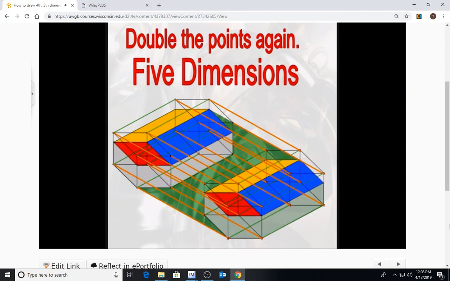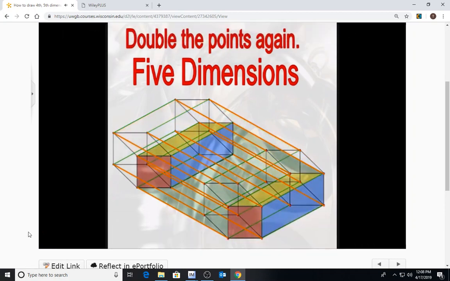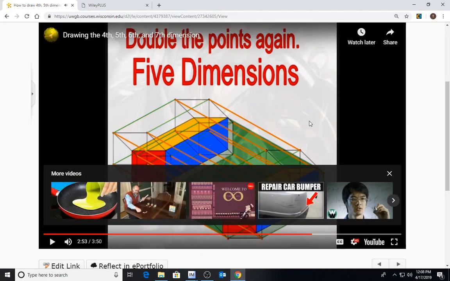Well, I think this goes on quite a ways. We'll just pause at 5 dimensions. We'll work on 4 dimensions.